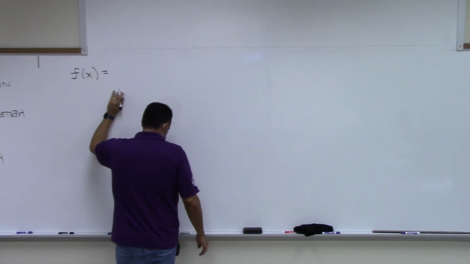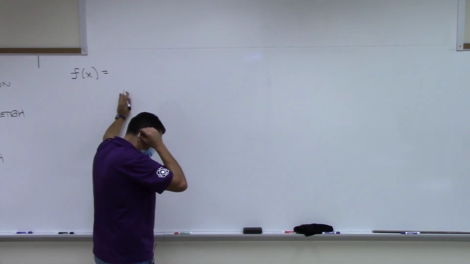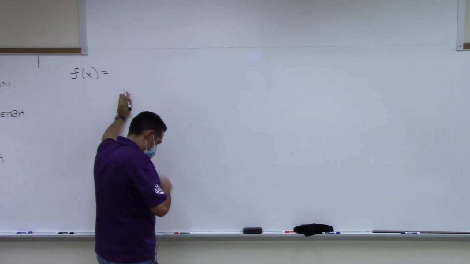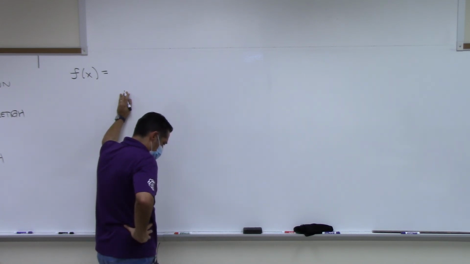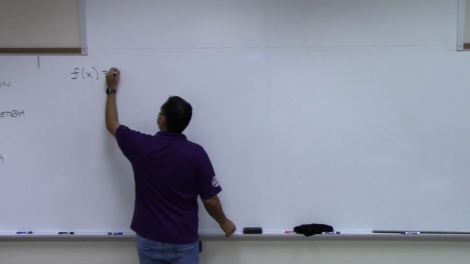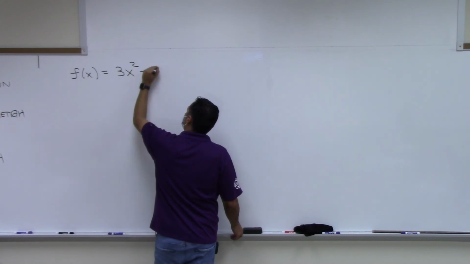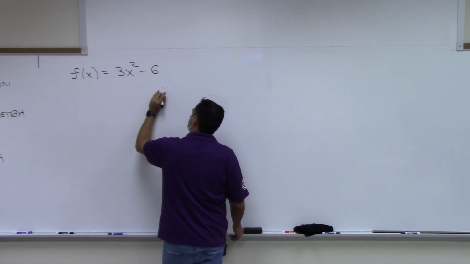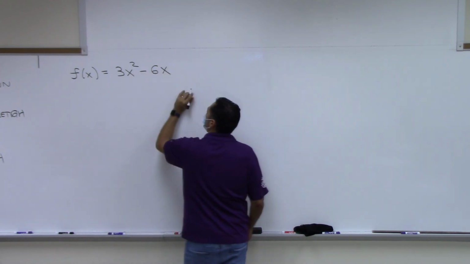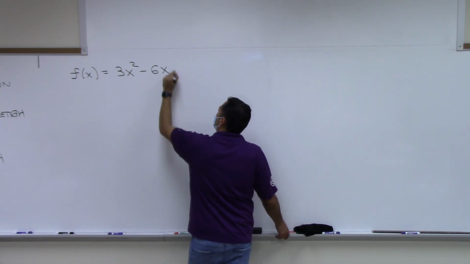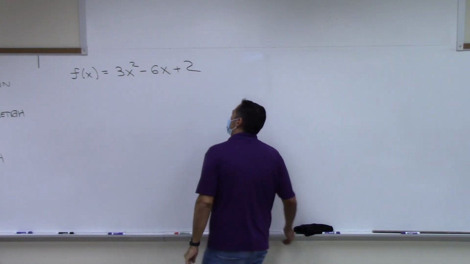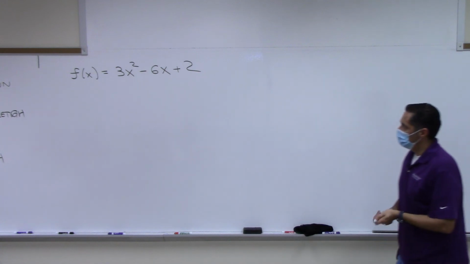Okay, how about this one? Okay. 3x squared minus, wait a minute. Yeah, 6x plus 2. There we go. I want to sketch that.